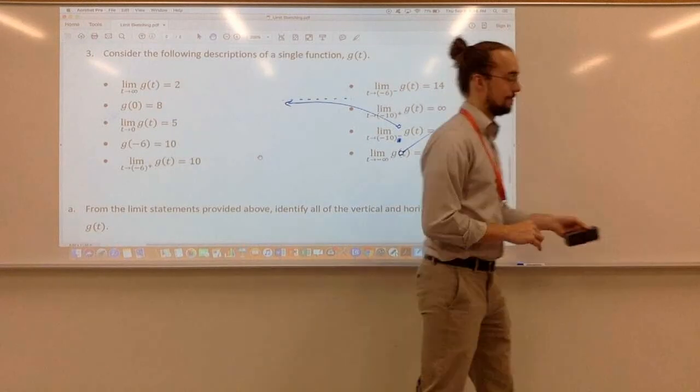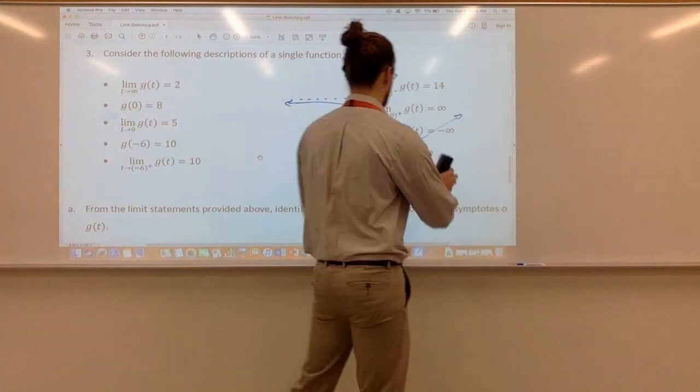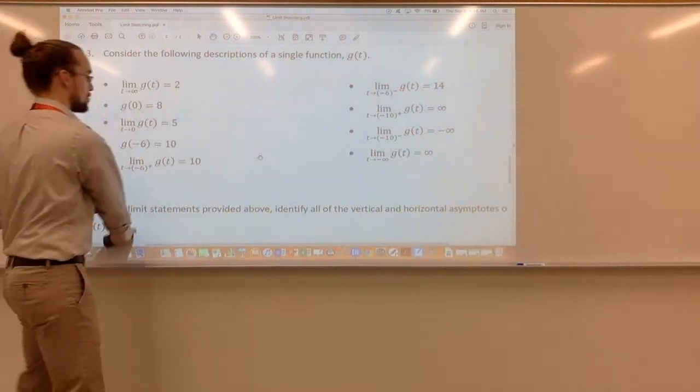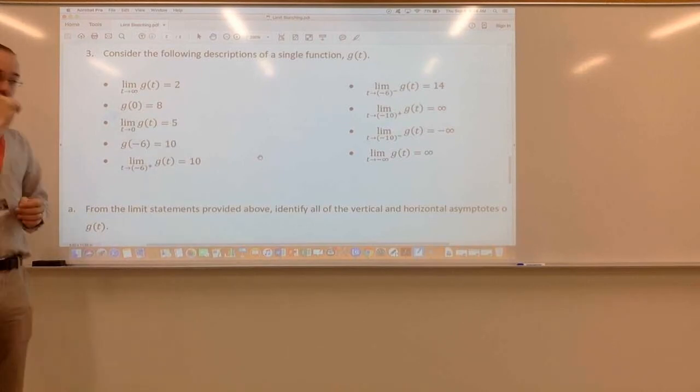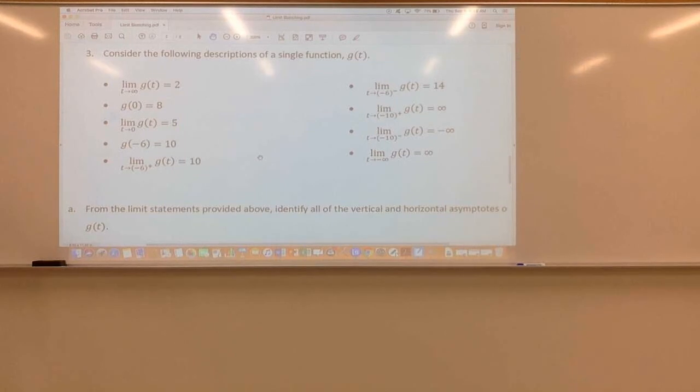On the back, we want to sketch out a function that satisfies these 9 pieces of information. Okay? This is going to take a little bit more time. This one is a little bit trickier than the ones on the front. Are we doing it on this paper? Yeah. Okay, so we're going to take a little bit of time here to try to sketch out a function that satisfies all 9 of these.